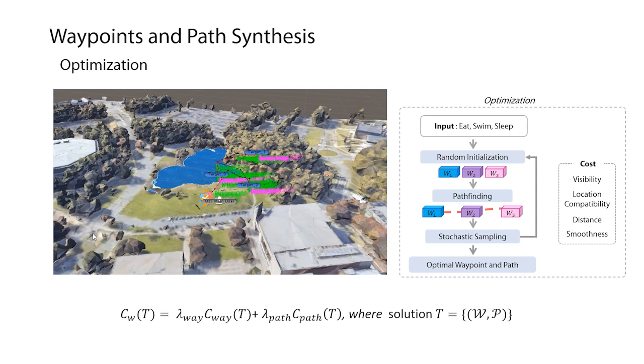During the optimization process, the waypoints are updated. Subsequently, our modified A-star algorithm computes the optimal path that corresponds to the waypoints. Please refer to our paper for more details on the optimization process.